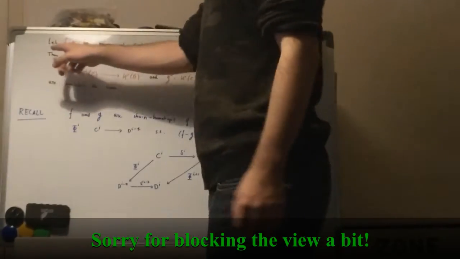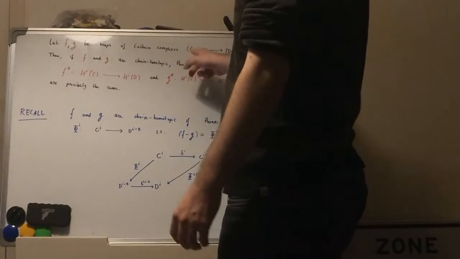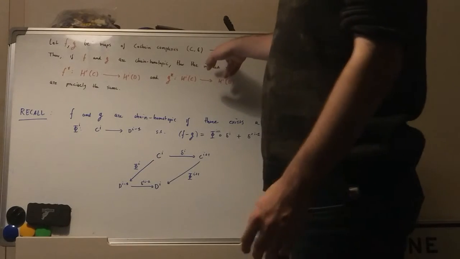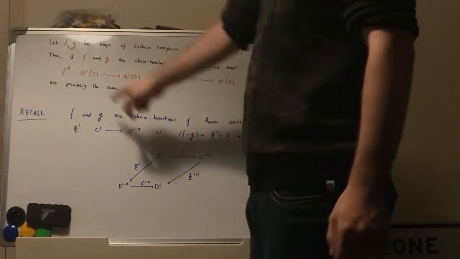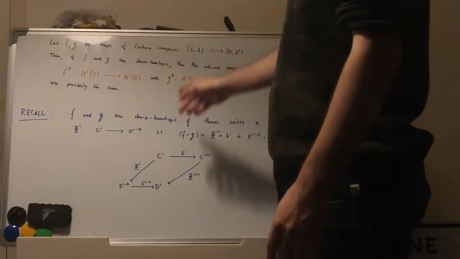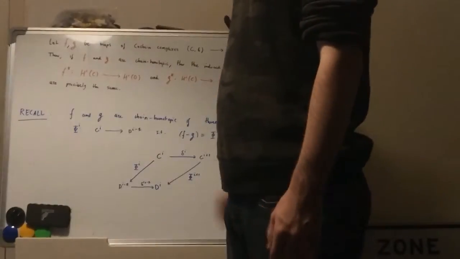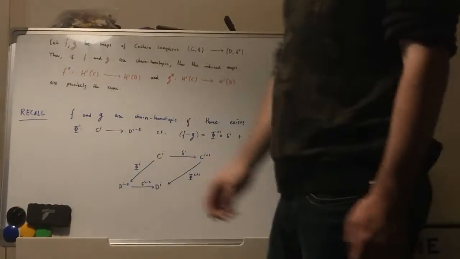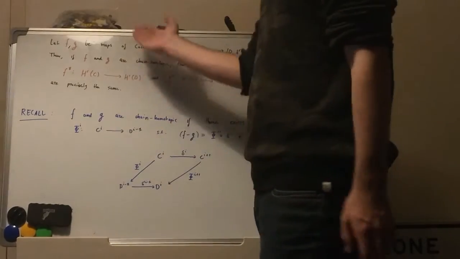Okay, so let F and G be maps of cochain complexes from C with boundary operator delta to the cochain complex D with boundary operator delta prime. Then, if F and G are chain-homotopic, we'll get to that in a second, then the induced maps of cohomology groups, the map induced by F and the map induced by G, are precisely the same. So before we get into the exercise, let's just recall what all of this means.